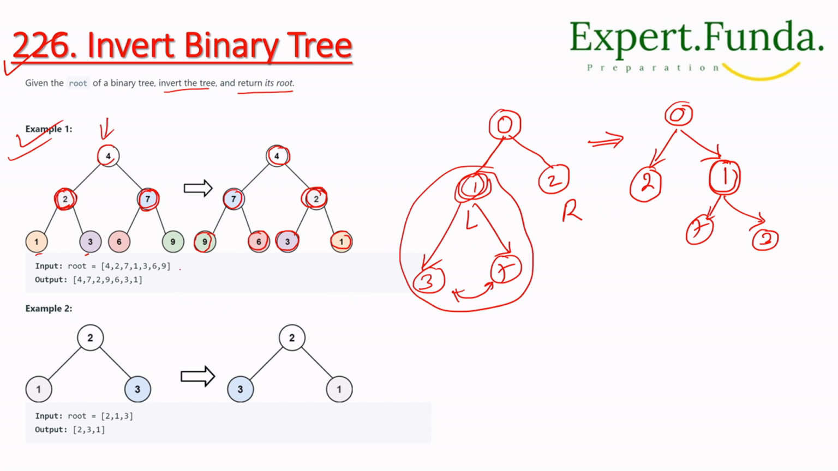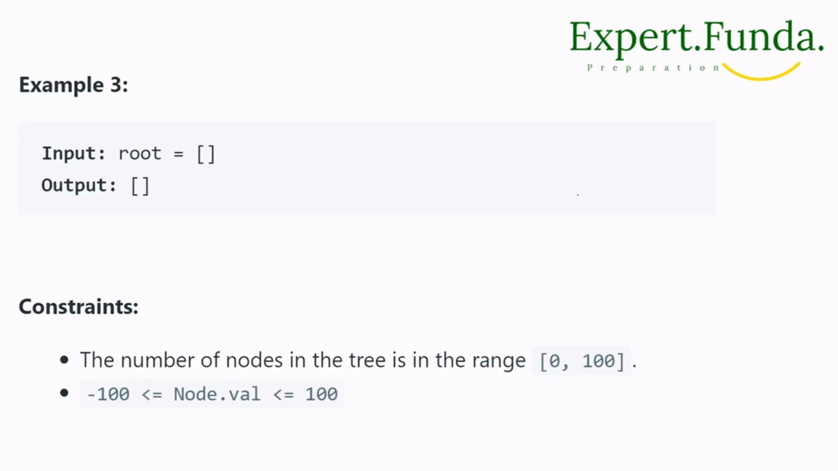So the root is given, and we have to return the inverse of its root. Similarly, in example 2, 2 is the root and this is also root 2. So 1 will go to the right side and 3 will go to this side, as I told you about this one. Similarly, if the root is empty, after the invert it will be empty. If there is no node, then after the invert there will be no node.